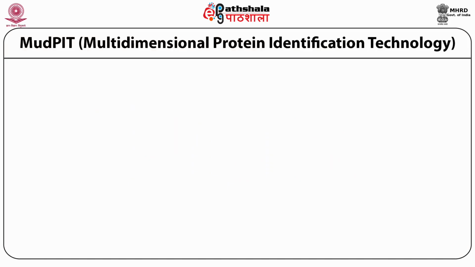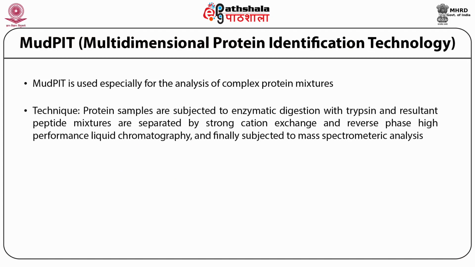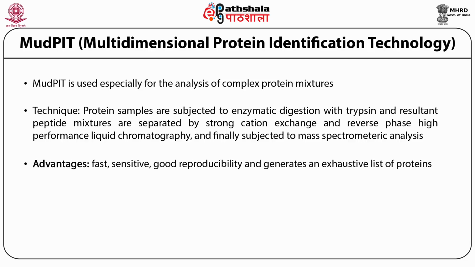MudPIT or Multidimensional Protein Identification Technology. MudPIT is used especially for the analysis of complex protein mixtures. This particular technique involves protein samples which are subjected to enzymatic digestion with trypsin, and the resultant peptide mixtures are separated by a strong cation exchange and reverse phase high performance liquid chromatography, and are subsequently subjected to mass spectrometric analysis. They have a lot of advantages in that they are fast, sensitive, have good reproducibility, and generate an exhaustive list of proteins.